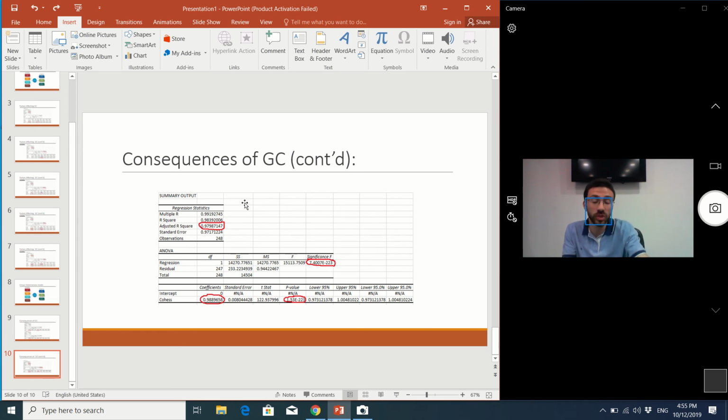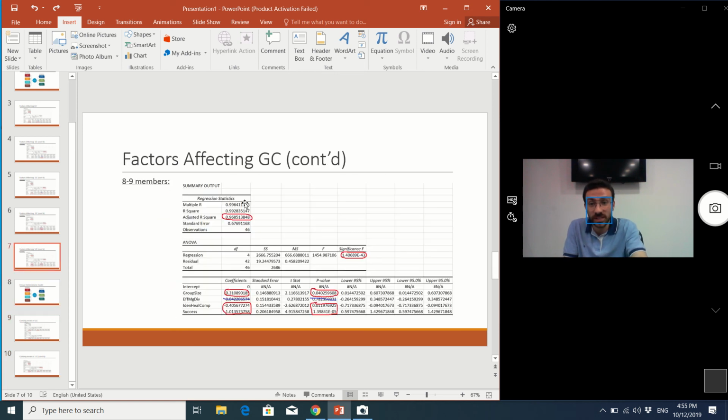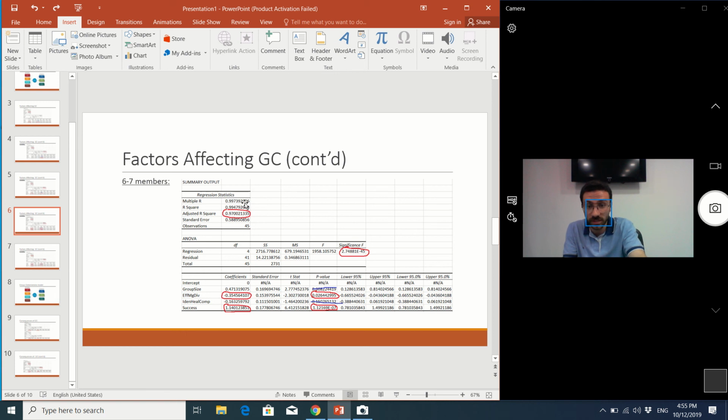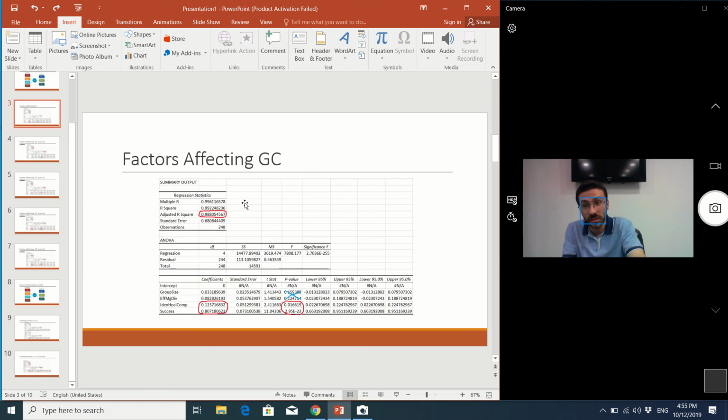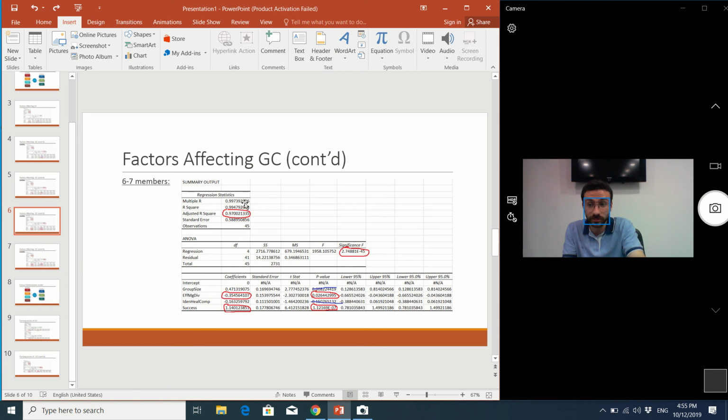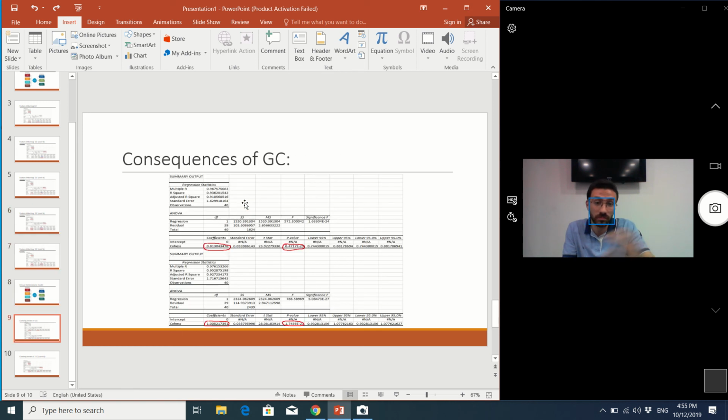So as a conclusion, we can conclude that success does always play a role in group cohesiveness. We see that success is always among the factors that impact group cohesiveness, and the other factors are different depending on the group size, and in any case, group cohesiveness positively impacts the consequences.